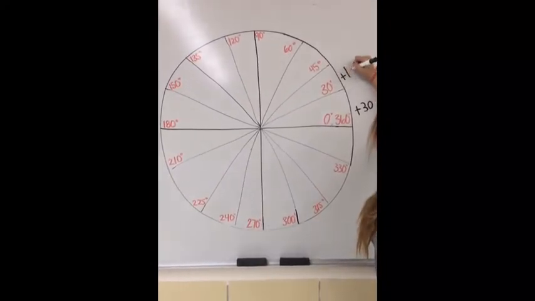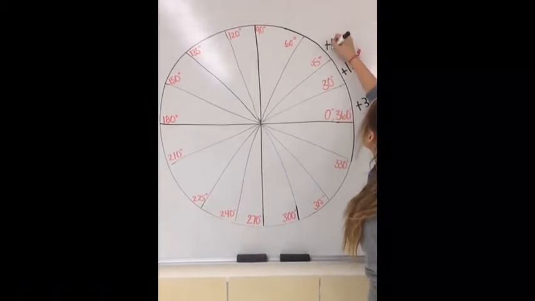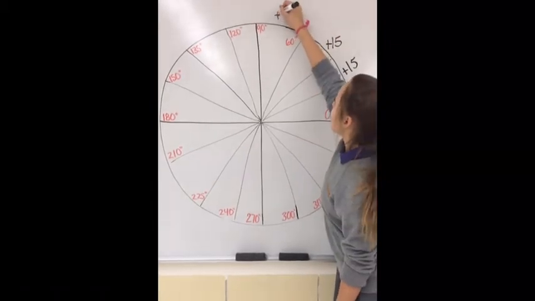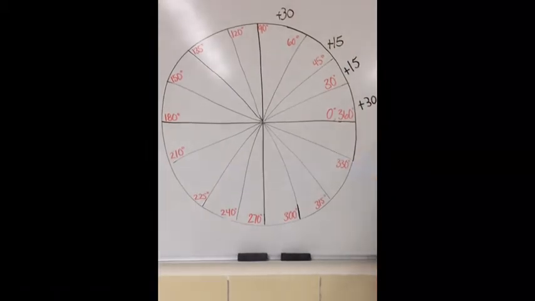You start off with 0 degrees and add 30, which makes 30 degrees. Plus 15 is 45, plus 15 is 60, plus 30 is 90. And you continue this pattern throughout the whole circle.